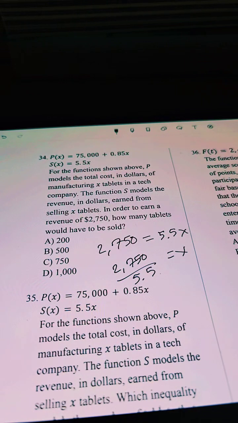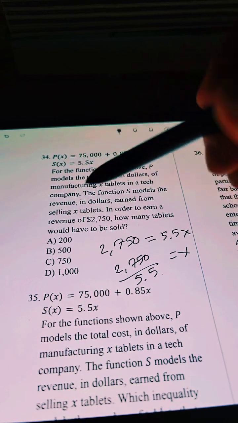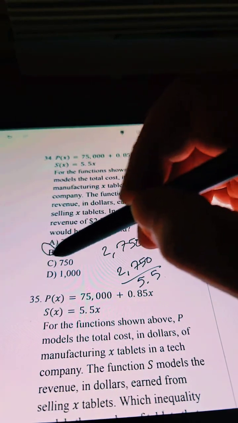2750 divided by 5.5, 500. So it's equal to 500 B.